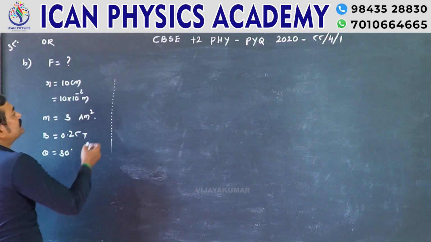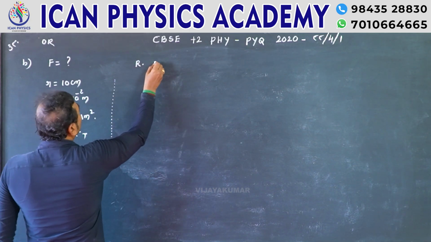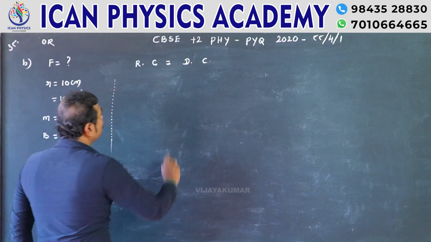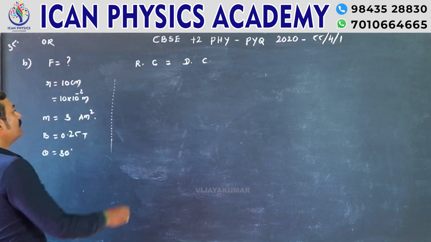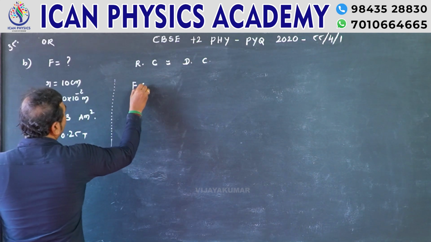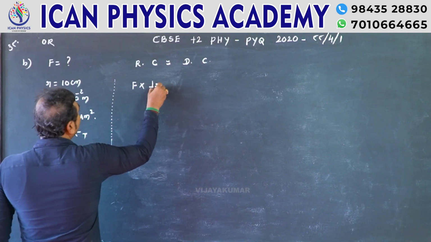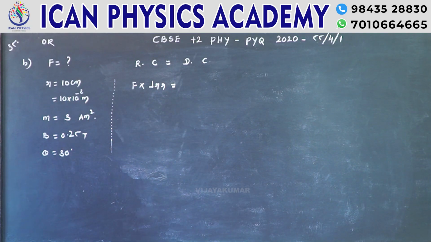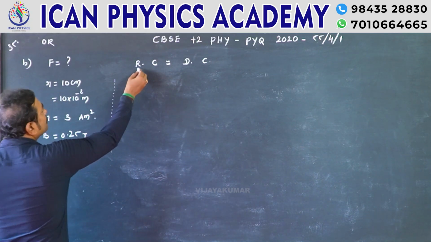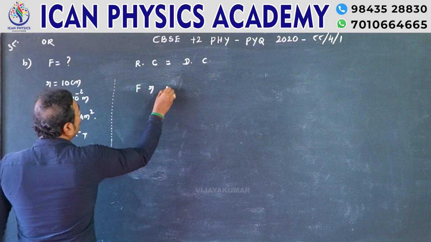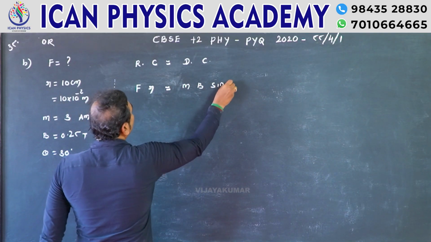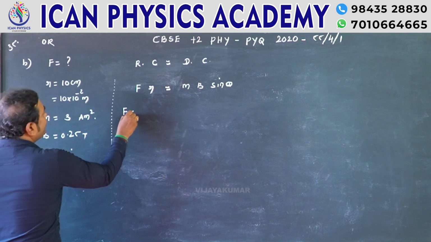Now the restoring couple equal to deflecting couple. So what is restoring couple? That is force into perpendicular distance, that is equal to mB sin theta. So restoring couple is F into R, deflecting couple is mB sin theta. So F only we are going to calculate.